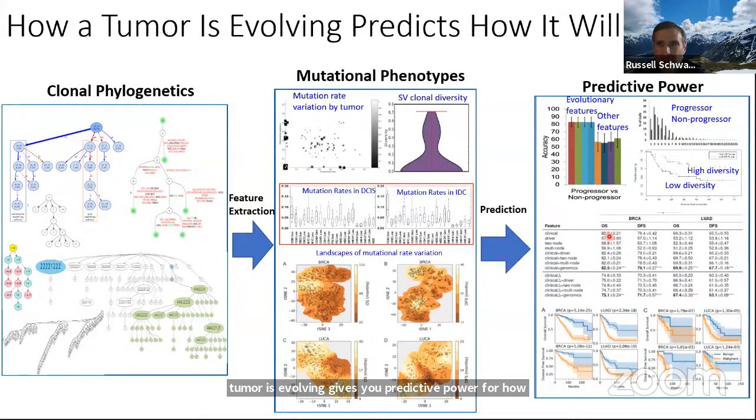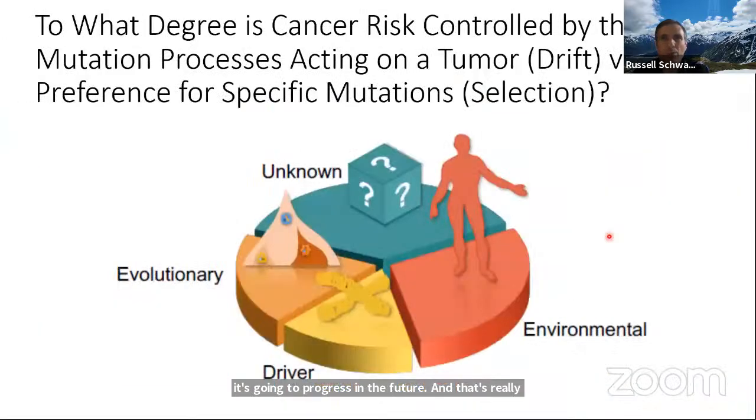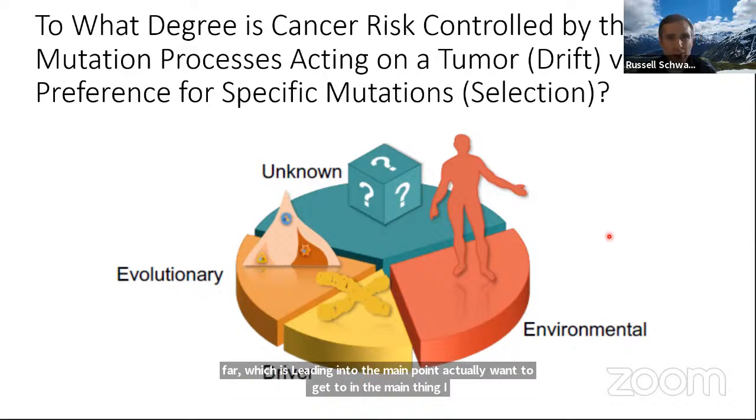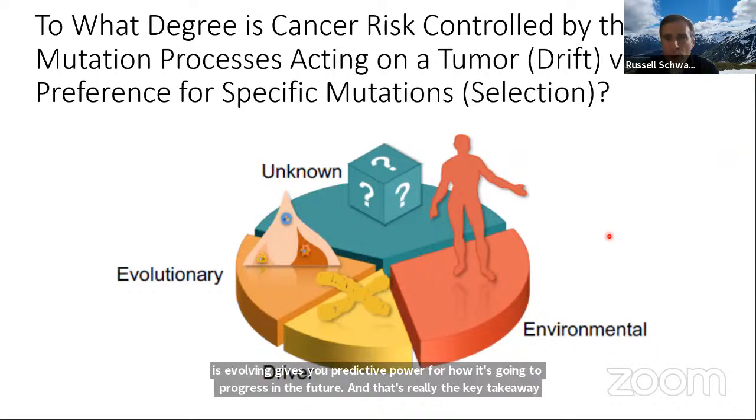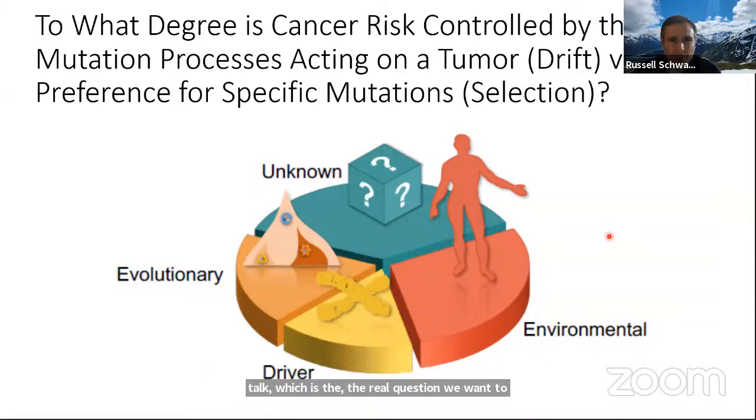And that's really the key takeaway of everything I've talked about so far, which is leading into the main point I actually wanted to get to, and the main thing I wanted to discuss with you over the remainder of this talk, which is the real question we want to ask here: how important is that knowledge? In terms of evolutionary theory, evolution has two pieces. It has drift, or the generation of genetic diversity, and it has selection. So picking diversity that gives an advantage of growth, or in some other way, an advantage to the thing we're looking at. In this case, the thing we're looking at being tumor cells.